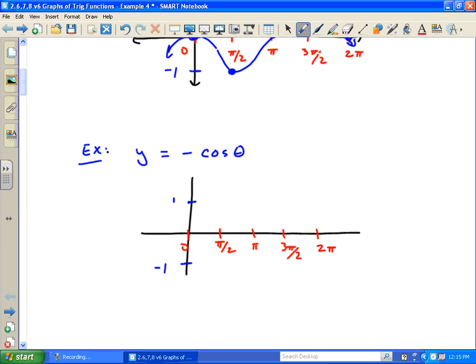The difference here is that my normal graph of cosine starts at positive 1. Because this is negative cosine, I would start at negative 1. But then I would go to 0, and then to positive 1, to 0, and then back down to negative 1. And so essentially what has happened is my graph has been flipped over that center line. Okay, let's look at an example of a graph for cosecant.